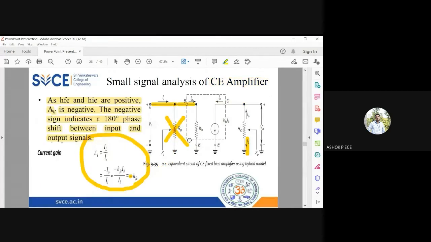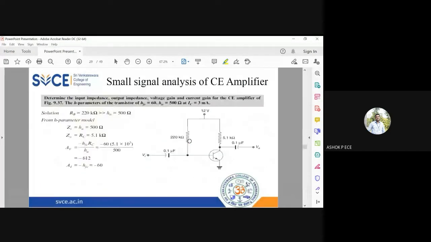The one small problem we'll do with this circuit, so see here, this fixed bias circuit is given. The value of RB is given 220K. The value of RC is given 5.1K. The coupling capacitors are 0.1 microfarad and VCC is 12 volt. So they're asking us to find all the parameters.